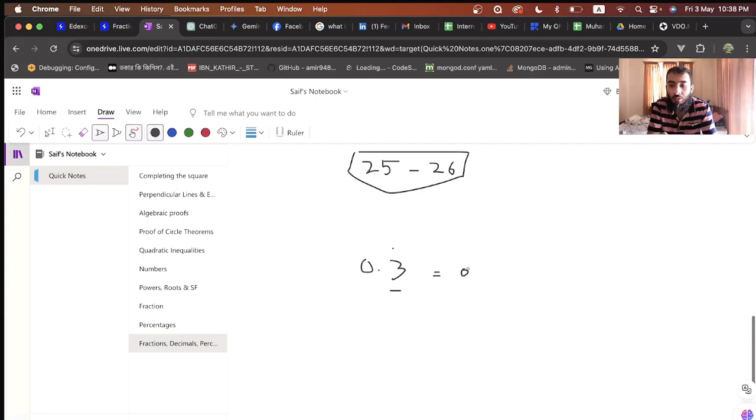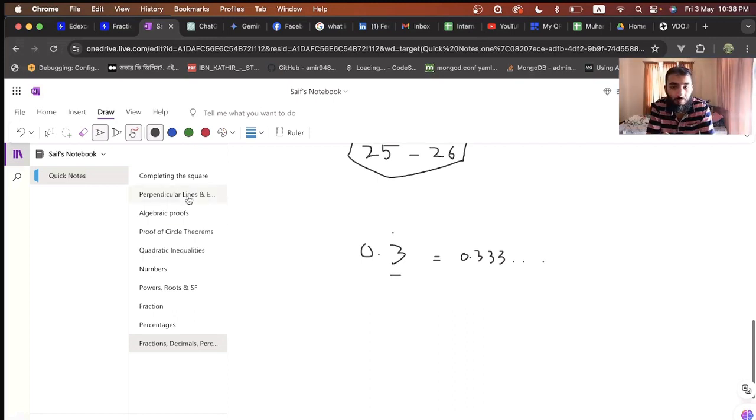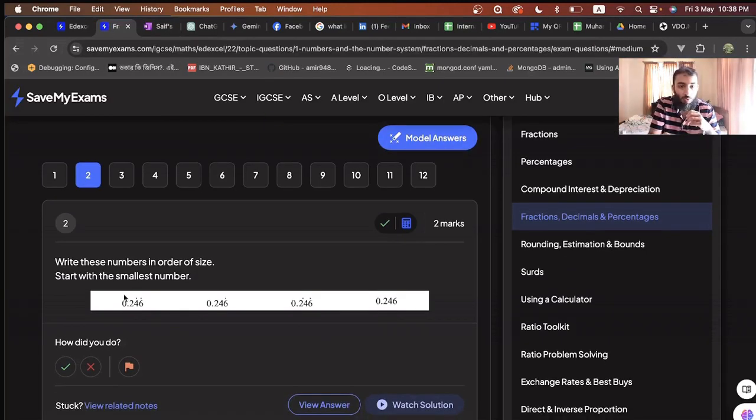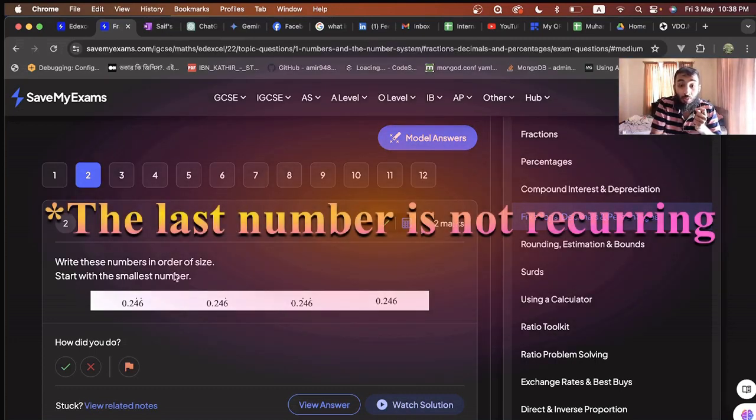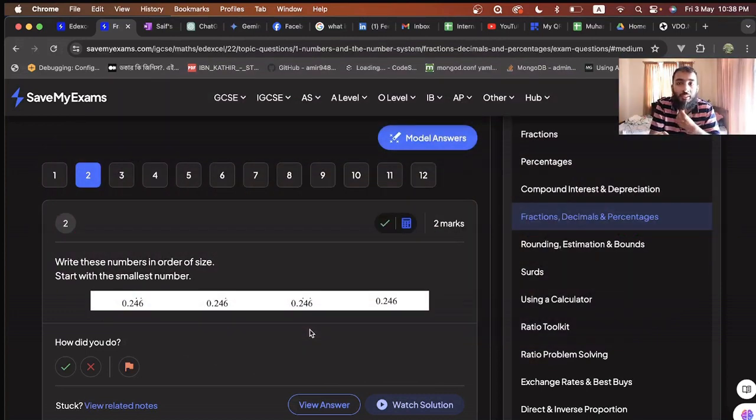So this is like 0.333 and it goes on. This is the concept of a recurring number. Now if I focus on the problem, there are 4 numbers given, all of them recurring numbers. You have to write these numbers in order of size, starting with the smallest, so smallest to largest.